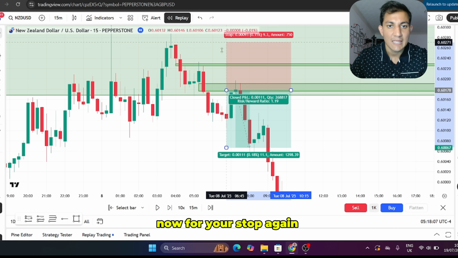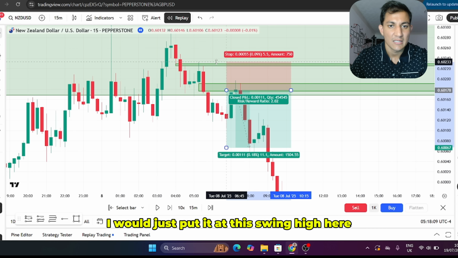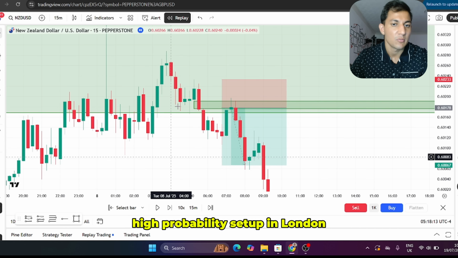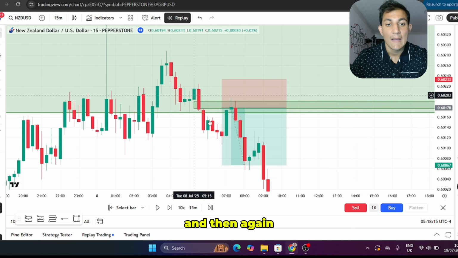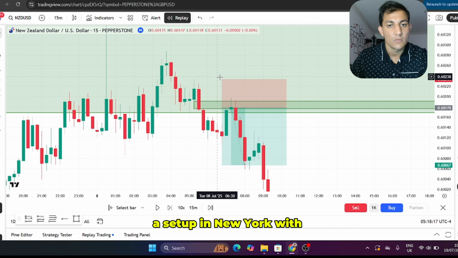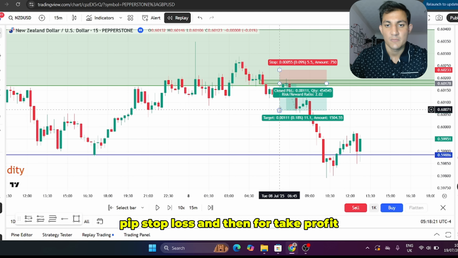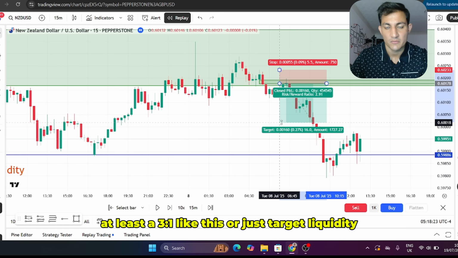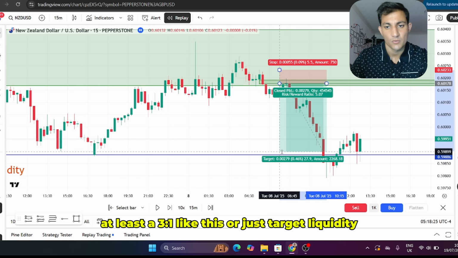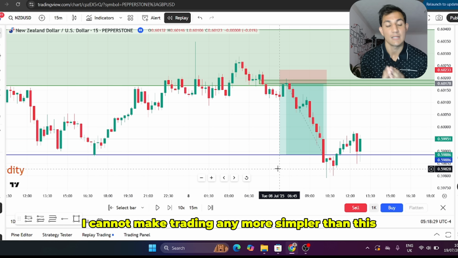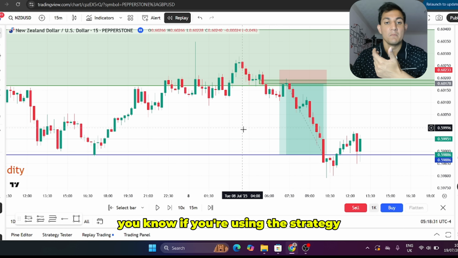Now, for your stop, again, it's completely up to you. I would just put it at this swing high here. So you've got your first easy high probability setup in London, and then again a setup in New York with your stop here for a 5.5 pip stop loss, and then for take profit, at least a 3 to 1 like this, or just target liquidity. As simple as trading can get. I cannot make trading any simpler than this.